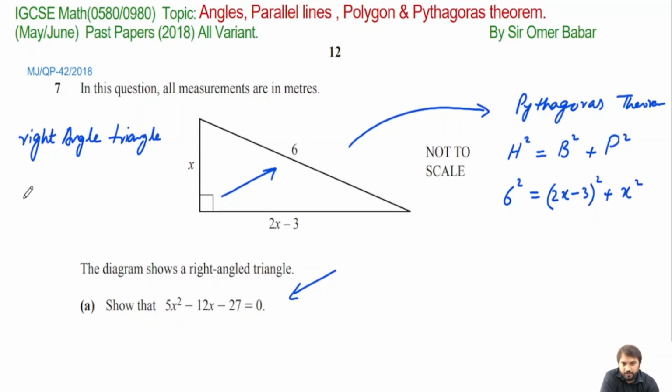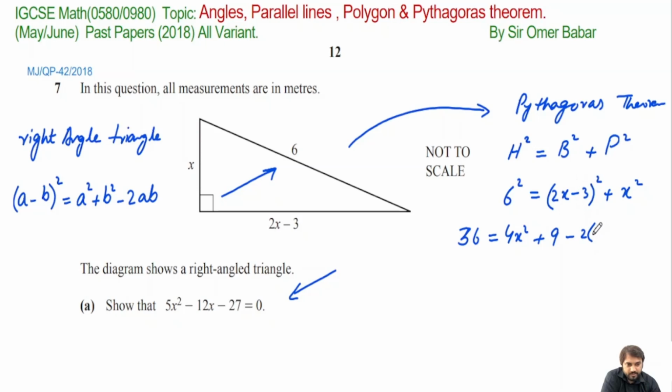So x square. And we already know that (a − b) whole square, we are going to apply the formula here, which is a² + b² − 2ab. Now apply this formula here. 6 square is equal to 36. Our first value is 2x, so (2x) square will be 4x² plus 3 square 9 minus 2 into first number 2x into second number 3, and this x square remains the same.